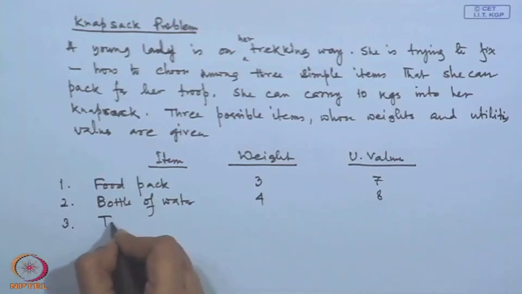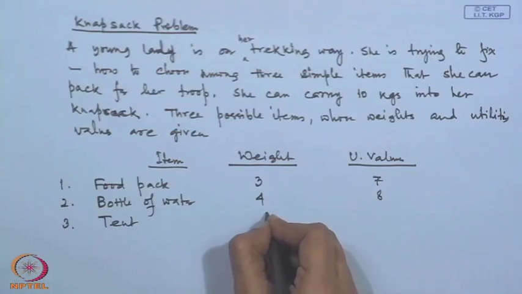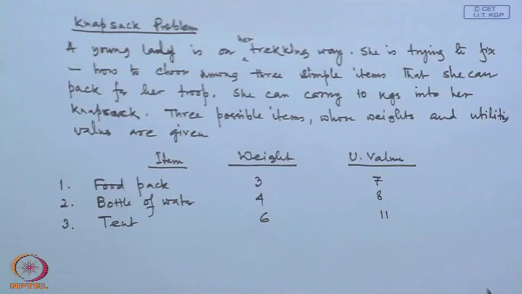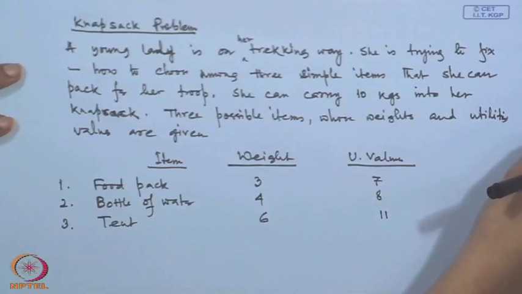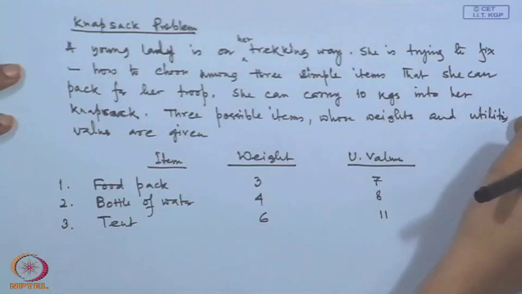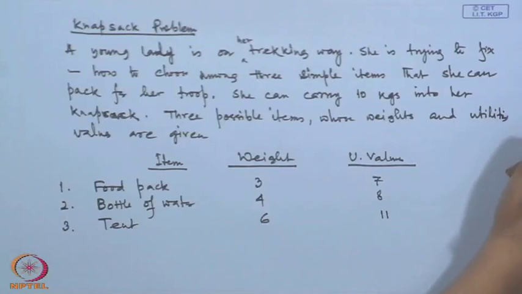And if she wanted to carry the tent with her, the unit tent has the weight 6 kg and the utility value is 11. This is the only information given to us. Now, we have to suggest to the young lady how she can plan so that 10 kg will be utilized fully. Not only that, she can maximize her satisfaction level. That means we want to maximize the utility value for this problem.